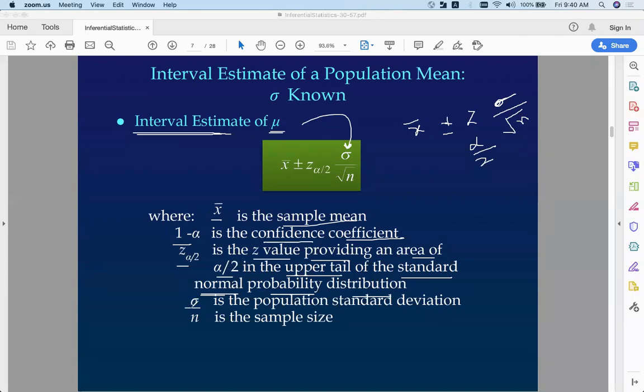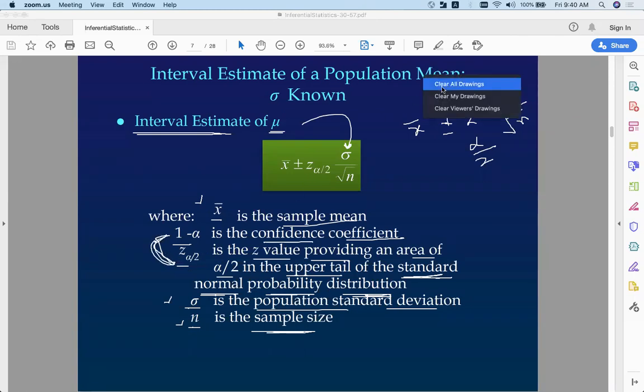What is your sigma? So sigma is the population standard deviation. What is small n? Small n is the sample size. Okay, so you guys are familiar with this. And you guys are also familiar with standard normal probability distribution. So the only things that are new to you are basically 1 minus alpha and z alpha by 2.